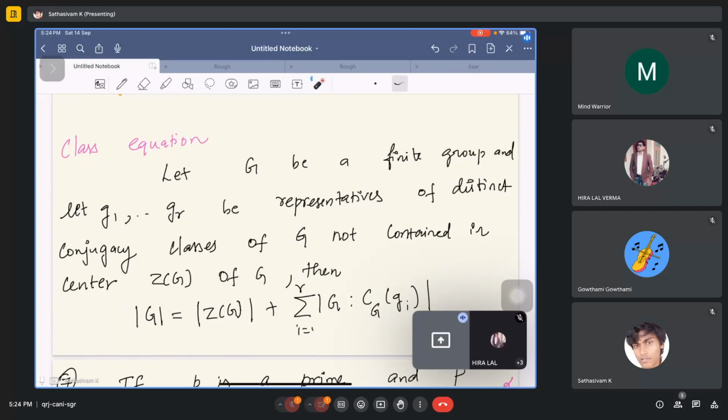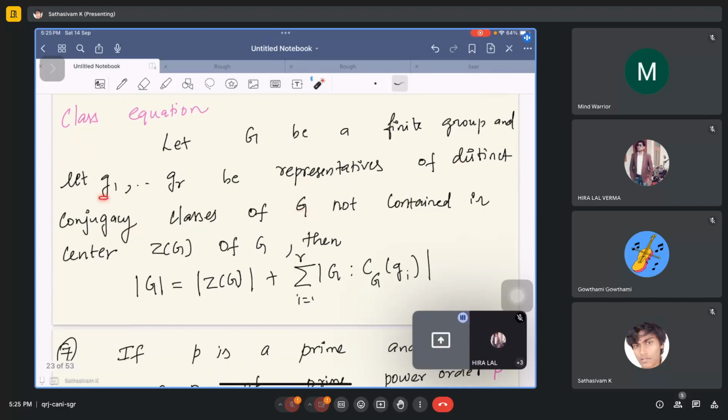So what you do is take G as a finite group, and G1 to Gr are the representatives of distinct conjugacy classes of G, and none of these conjugacy classes should be contained in the center. Then you can write the cardinality of G as the cardinality of the center of G plus the summation from i equal to 1 to r, where r is the number of representatives of the distinct conjugacy classes, and here you have the index of the centralizer of Gi in G. And this equation is called the class equation.